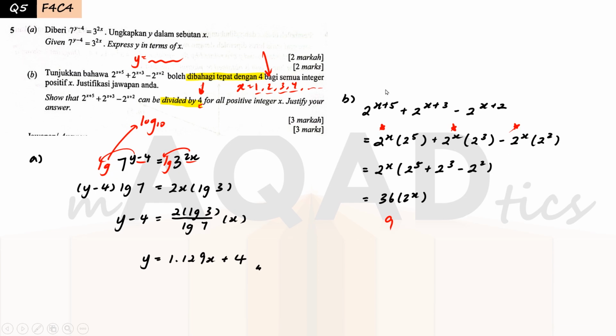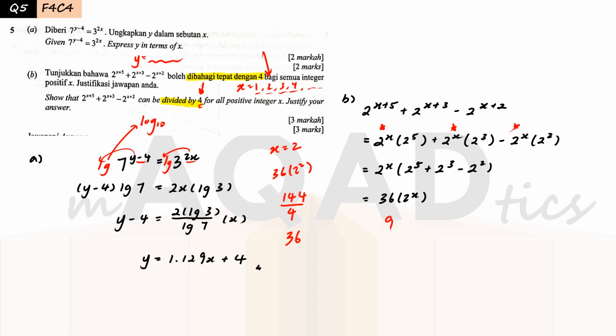Okay, I can show you a very simple example. So let's say I use 2 and I substitute it into the x here. Okay, so x equals 2 and then 36 multiplied by 2 to the power of 2, which is 4. So here you will get 144. And then let me divide by 4 to see whether there is any remainder or not. Okay, there's none. So this proves that this expression and this expression can be divided by 4.